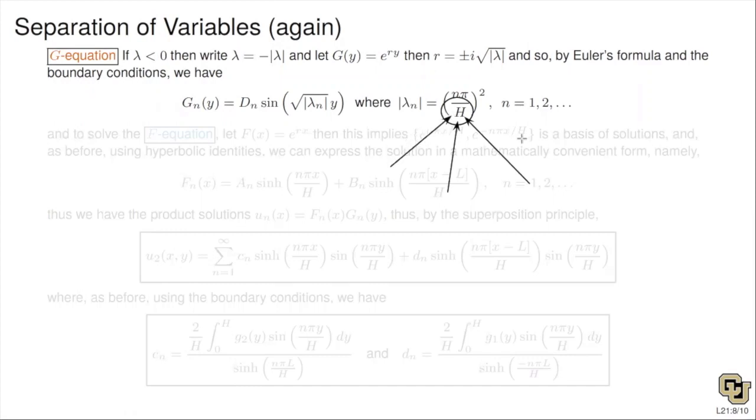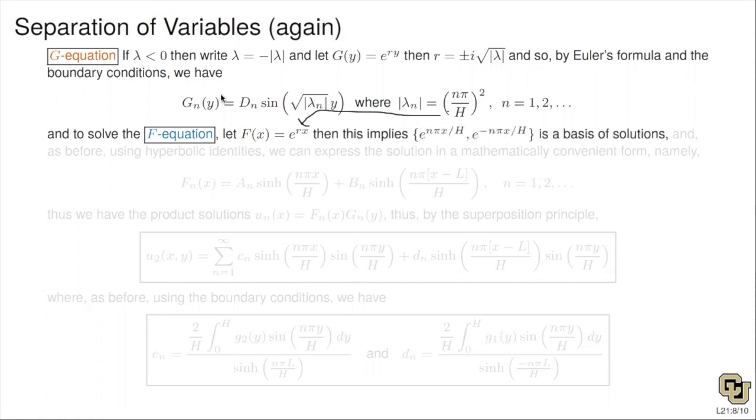Remember, this is not a time domain solution. We solved basically the same problem, but just in the y variable. And here, y goes from 0 to h. So instead of n pi over L, we have n pi over h squared. And with the F equation now, it's the same procedure as before. We know now what lambda is. So here, r equals square root lambda. We can replace this r right here with square root lambda. So you get e to the n pi x over h, just like with the G equation.